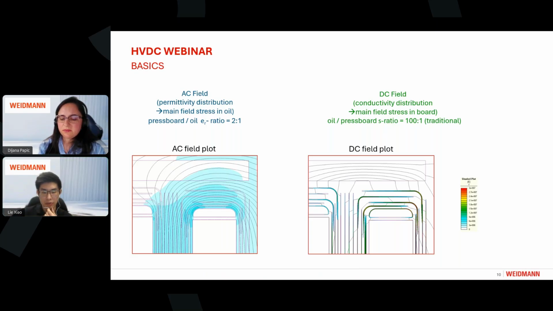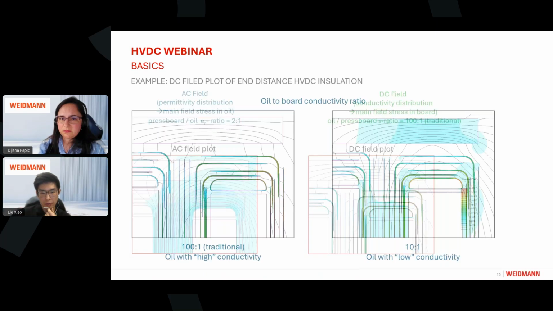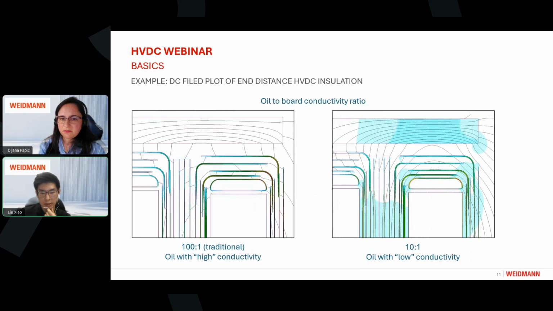field stress. Because for AC steady state, the electrical field distribution is capacitive, which is governed by the permittivity, also called dielectric constant. So from the picture, we have this permittivity of the oil as normally 2.2 and cellulose pressboard as 4.4. So it ends up the typical ratio of 2 to 1. And so more field is distributed inside the oil.